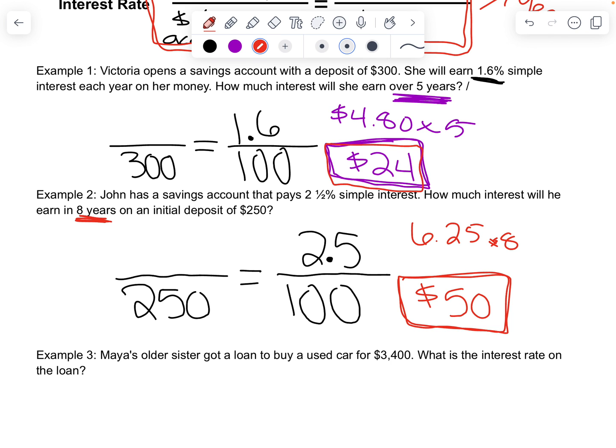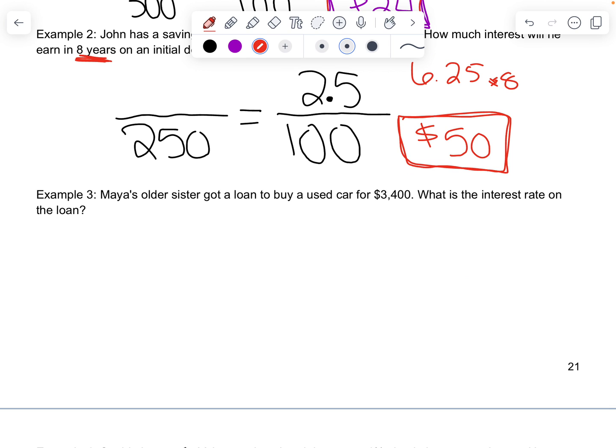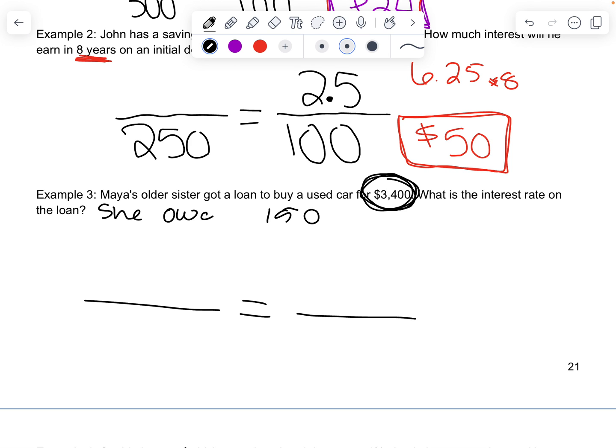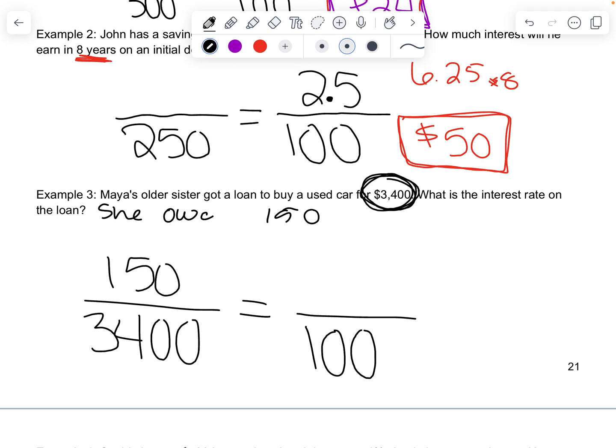All right, example 3 says that, we actually have to add something here. Maya's older sister got a loan for $3,400. What is the interest rate on the loan if she is going to owe $150? So basically, she wants to borrow $3,400 to buy a new car. That's how much she wants to borrow. And we don't know what the interest rate is, but we know when she's done, she's going to have to pay back $150.